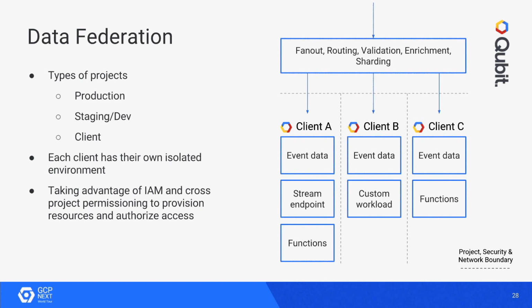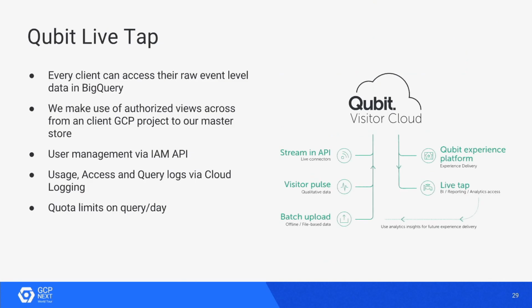So how does this actually help our customers, though? We've turned BigQuery into a product. Qubit Live Tap is functionality you can get on our platform where every client can get access to their raw event-level data inside of BigQuery. This is possible due to the way BigQuery works with storage and compute separated. So we can store the data centrally and then federate it out through the permissioning and the actual system that BigQuery gives you.